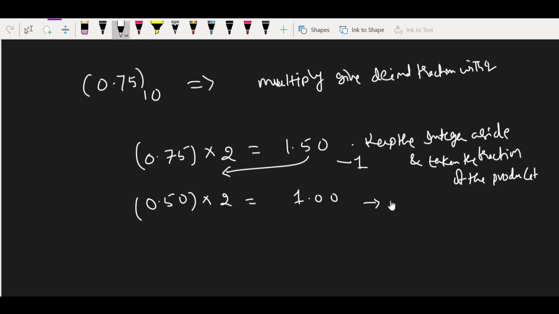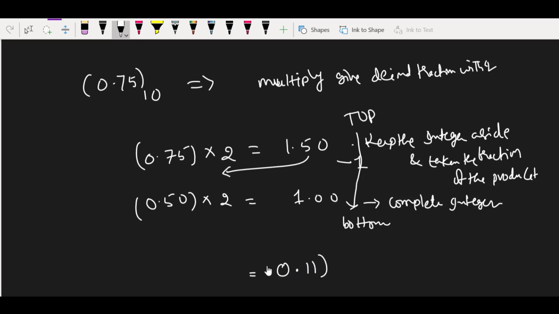Okay, so that means you got the complete integer. If you don't get the complete integer, again you take the integer aside and repeat the same process till you get the complete integer. Once you get it, now you take the values from top to bottom. Now you are supposed to write 0.11, that is equivalent to 0.75 in the decimal number system.